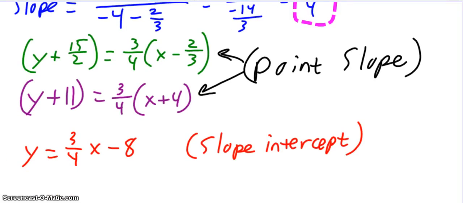For those of you that are sticklers for the slope-intercept form, we could also do that, and we end up with y equals 3/4 x minus 8. Pay attention to, on an assessment, if I ask you for a specific form, I expect you to write your answer in that form. So you need to know what these are.